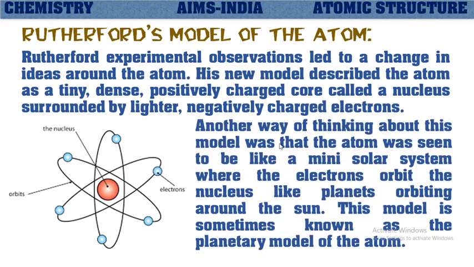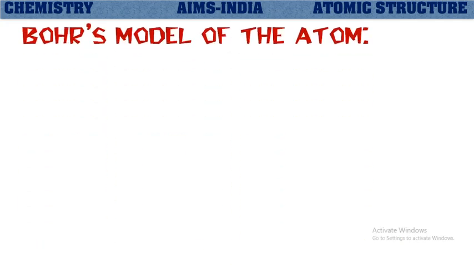Another way of thinking about his model was that the atom was seen to be like a mini solar system, where the electrons orbit the nucleus like planets orbiting the sun. That's why this model is also known as the planetary model or solar system model.